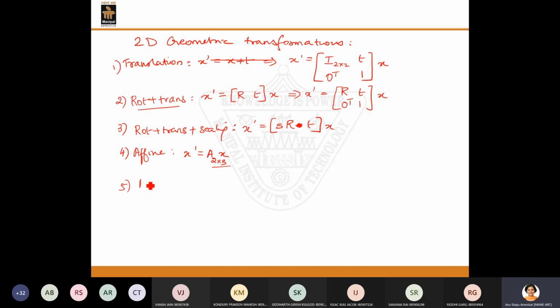And then finally, you have the projective transformation. The general equation is x dash is equal to Hx, where H is a 3 cross 3 matrix, and any arbitrary 3 cross 3 matrix can be used as the projective transformation matrix. Can anyone tell me what property is preserved in the projective space? Is it lines? Is it angles? Is it parallelism?